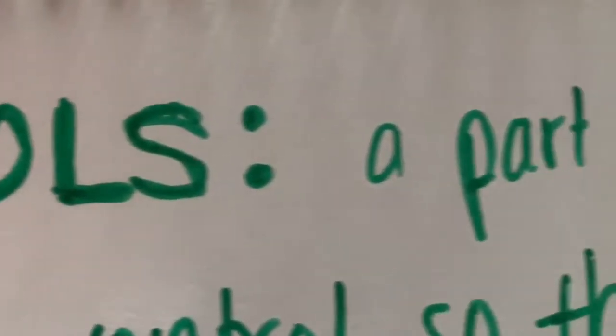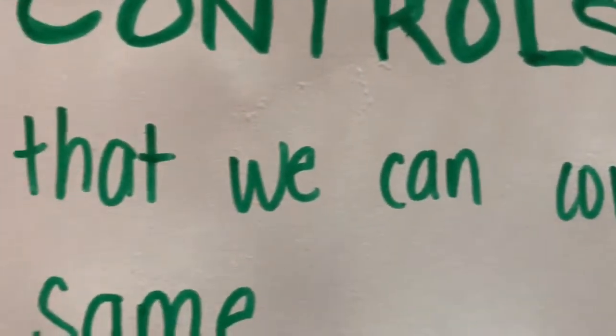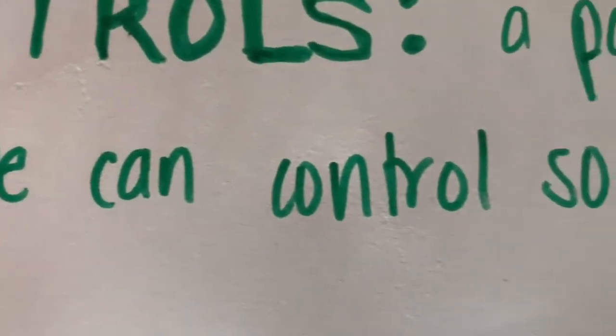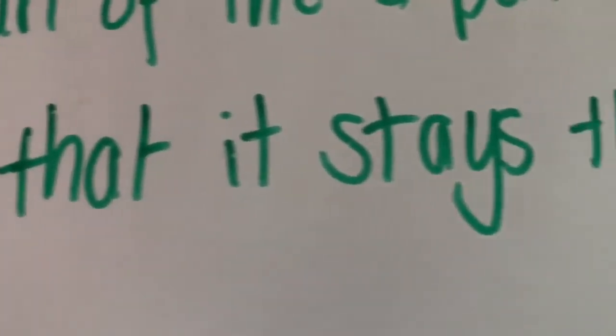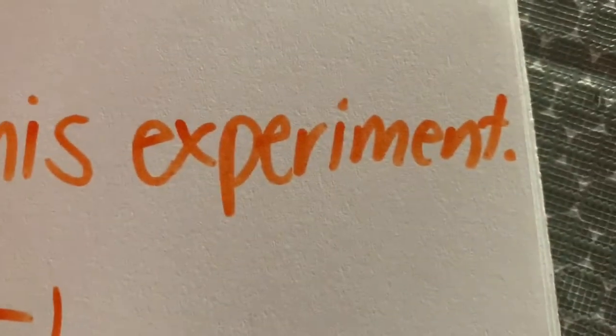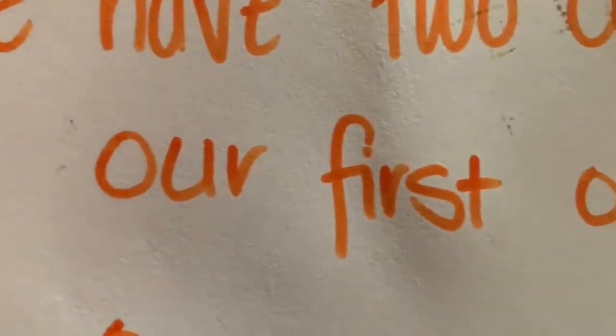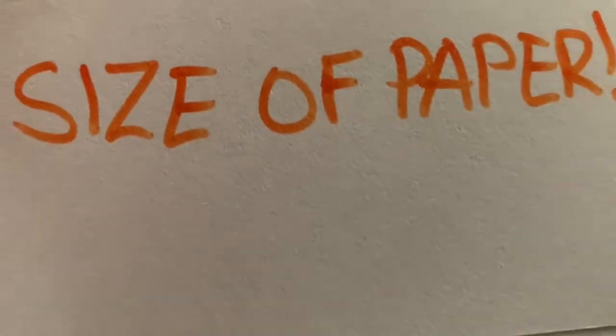The second thing I'm going to talk to you about is controls. A control is a part of the experiment that we can control so that it stays the same. In our experiment today, we have 2 controls. Our first is our time, and our second is our size of paper.